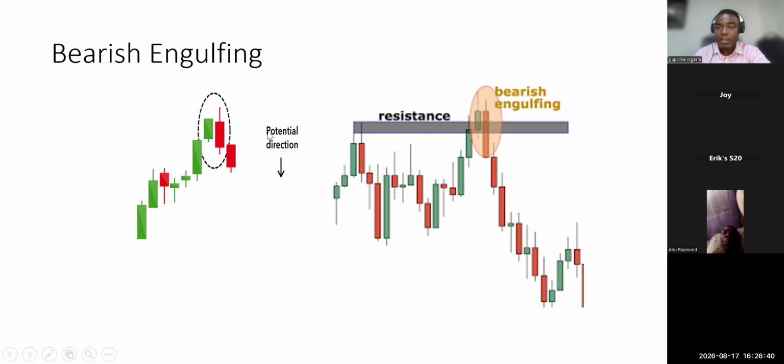So the bullish engulfing candlestick generates a bullish signal. The bearish engulfing generates a bearish signal.